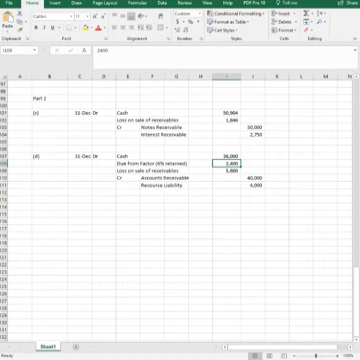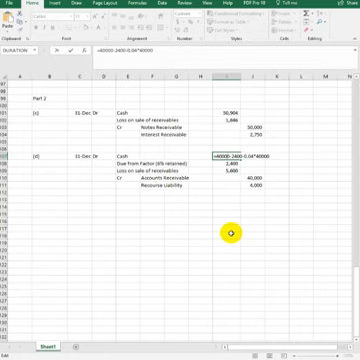So once again, let's just quickly take a look at that. It's the 40,000 of accounts receivable minus the 2,400, which is retained by the factor. So they didn't actually pay us that. Alright, so that's C and D. The next part is to calculate the current ratio and the receivables turnover ratio.